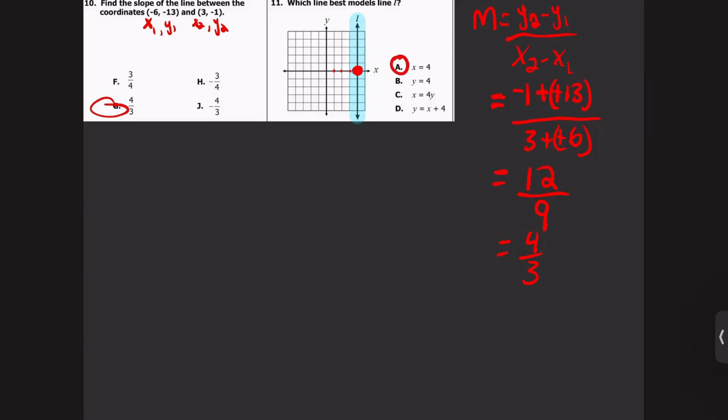So anytime x equals 4 in this line, it's just going to go straight up and down vertically. And that's all you have. No math required there. You just got to figure out where your x is. But that's because it says which line best models. So it's not asking for slope. If it was slope, it would be undefined. Why does it matter here? Okay.